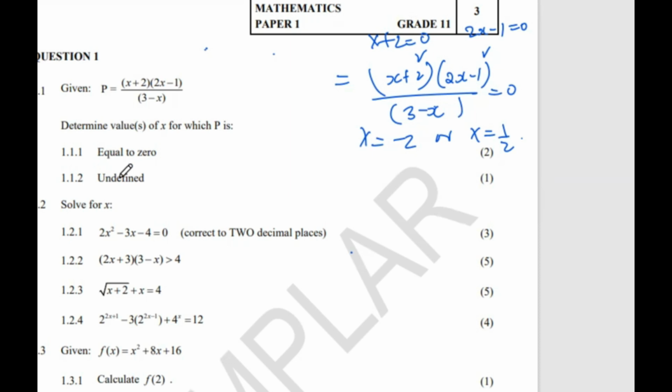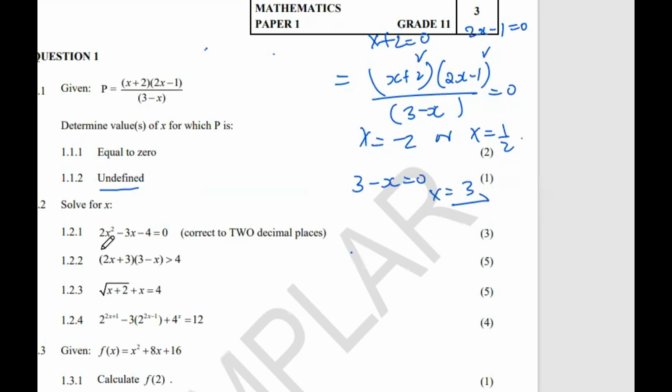Then when they ask for something that is undefined, something can only be undefined if the denominator is equal to 0. So in this scenario, our denominator is 3 minus x. So if I get 3 minus x and equate it to 0, and then I solve for x, my x is going to be 3. Okay, so that is it.